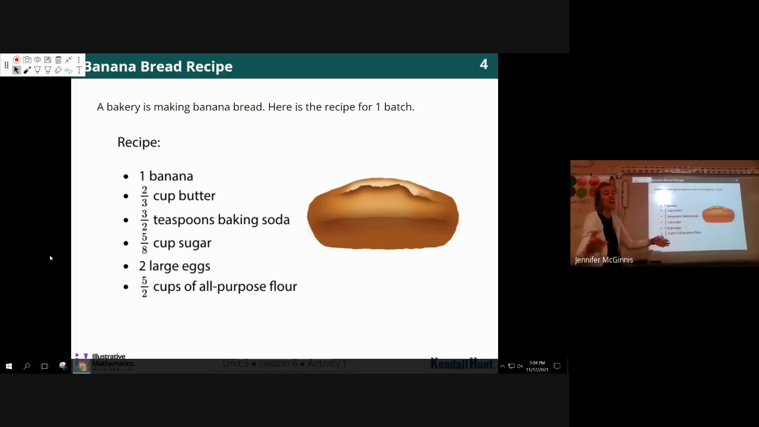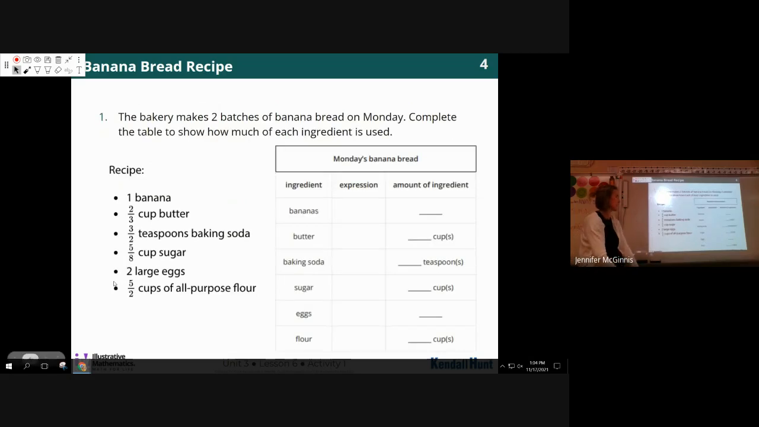All right. We're having fun, and that's great. But let's get back to business. Now, look at where it says number 1 on your paper. Let's read that together. I'll read it, you listen. The bakery makes 2 batches of banana bread on Monday. Complete the table to show how much of each ingredient is used. So, hold on now. Don't bust through this and do it without me.